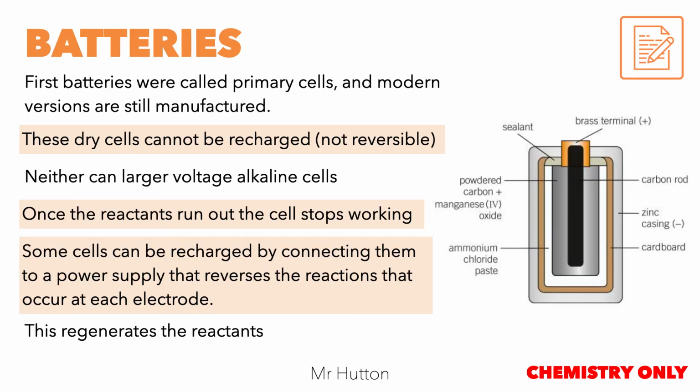Right, batteries themselves. So batteries are essentially primary cells, and modern batteries are basically versions of this, and they're still manufactured today. Standard batteries cannot be recharged. So once those reactants are used up, then there's no further flow of electrons, and therefore there's no further electrical energy being produced. So once the reactants are used up, the reaction stops. This is the same for alkaline batteries. They follow a similar process.